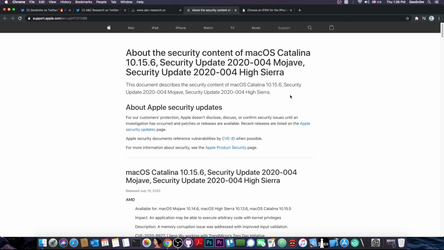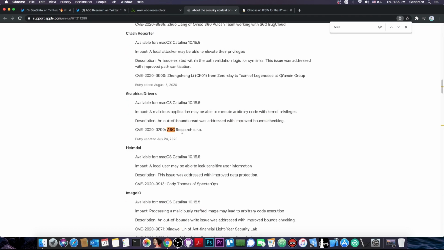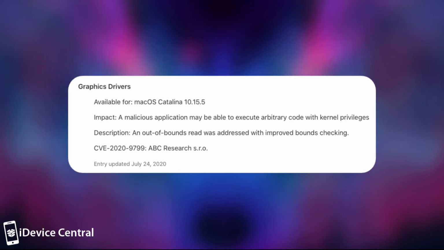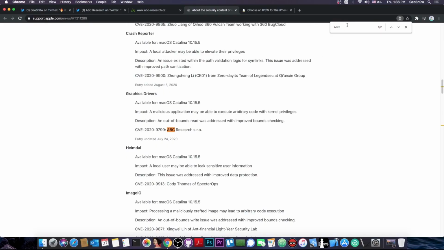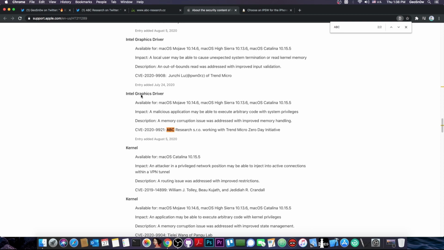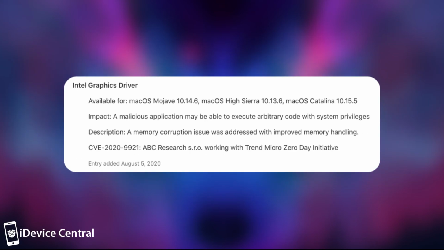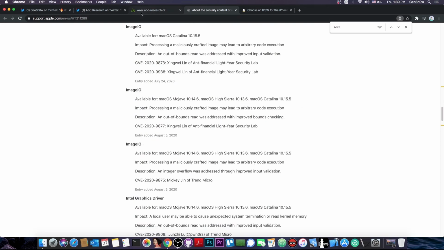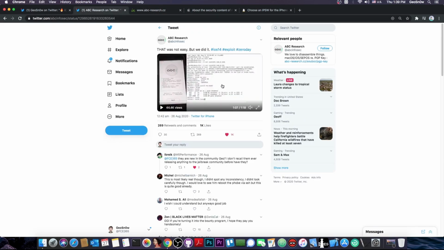Now, this was back on July 15, but still pretty close, and if you search for them, they do actually have bugs in here. They actually discovered one by themselves. It says a malicious application may be able to execute arbitrary code with kernel privileges, which is a pretty serious entry in here. And there is another one that they did, which is in the Intel graphics driver. Another malicious application may be able to execute arbitrary code with system privileges. This time is them working with the Trend Micro 0 day initiative. So they do seem to be legitimate and they do seem to have a proper bug.